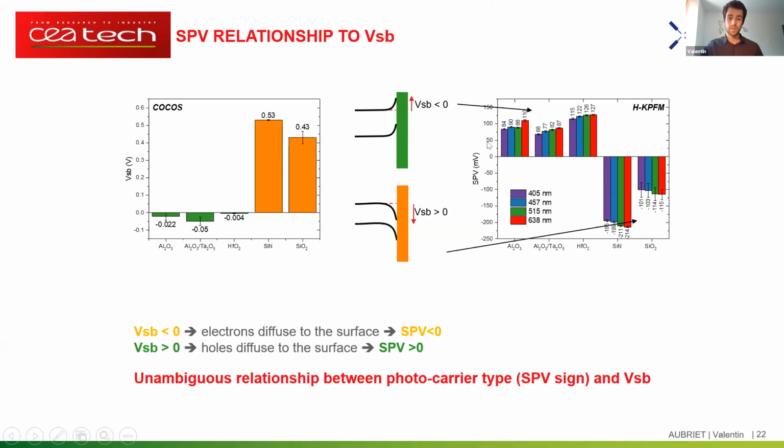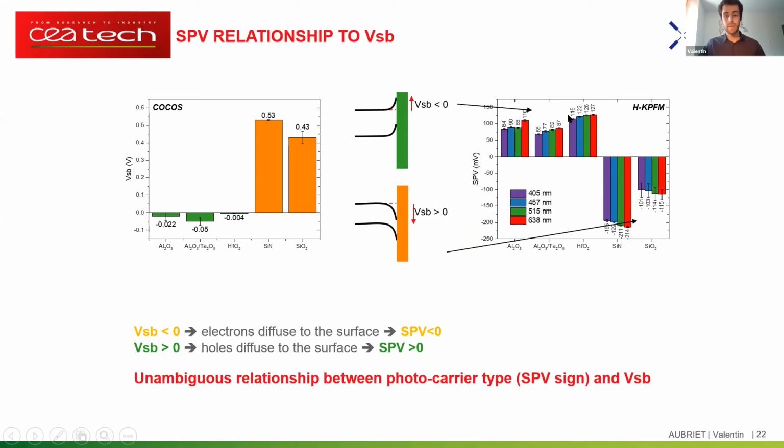And if we look at the surface photovoltage, we can also see two regimes. We can have a positive surface photovoltage, which means that the holes will diffuse toward the surface, and a negative surface photovoltage, which means that the electrons will diffuse toward the surface. And on top of that, we can see that we have a dependence of the amplitude of the surface photovoltage with respect to the wavelength.